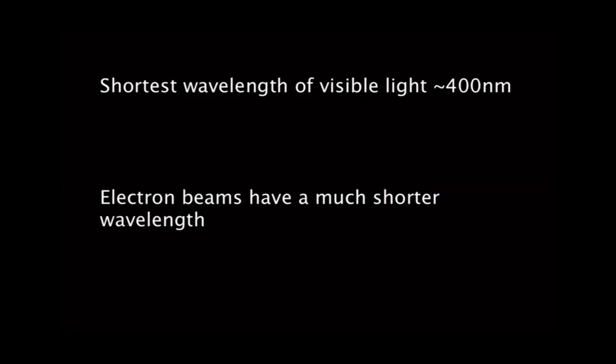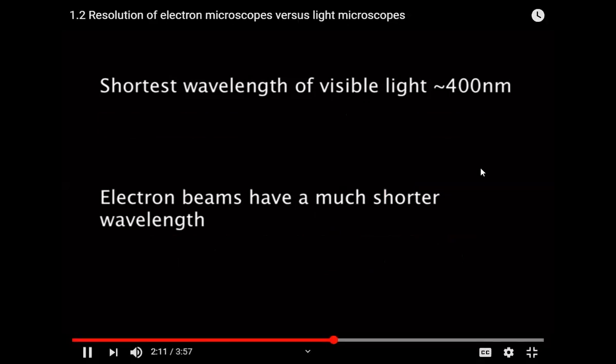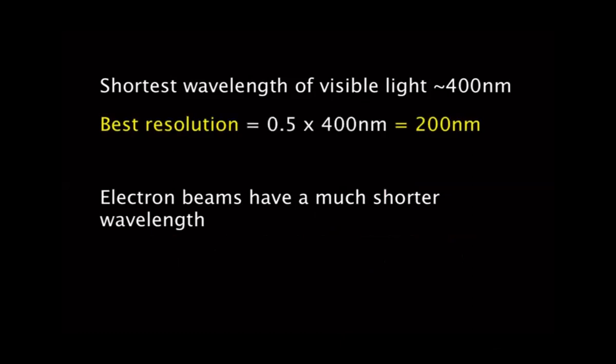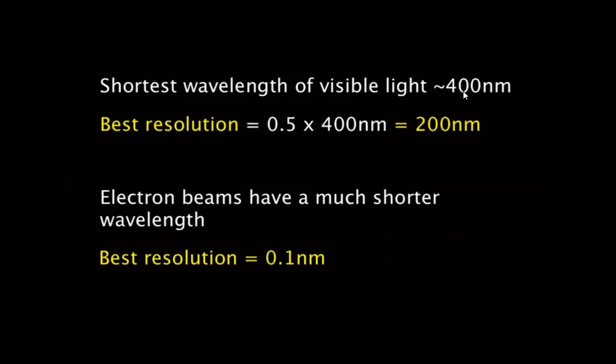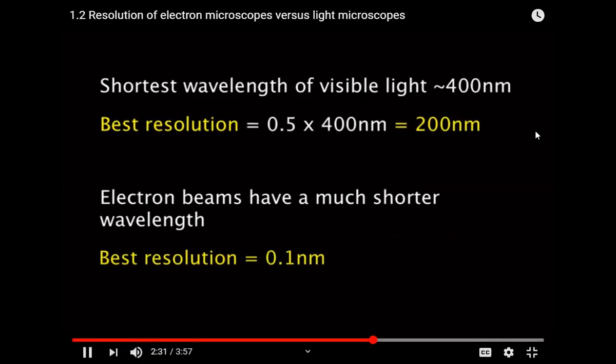So therefore, the best resolution of a light microscope is half of that wavelength, which is 200 nanometers, and that's what we referred to earlier. Electron beams have a much shorter wavelength. Therefore, their best resolution is going to be a much shorter distance between 2 points. Their best resolution is 0.1 nanometers. In fact, there are apparently some electron microscopes that now can resolve to 0.05 nanometers.